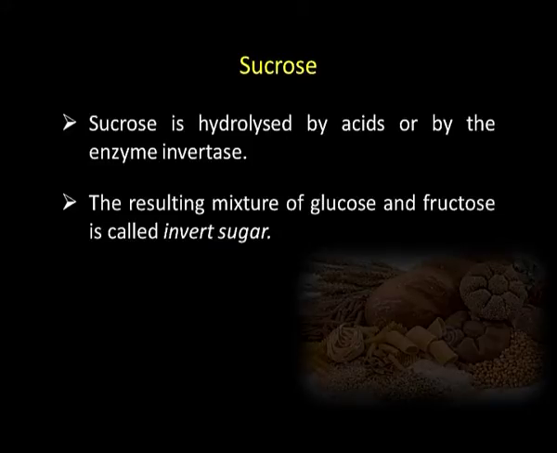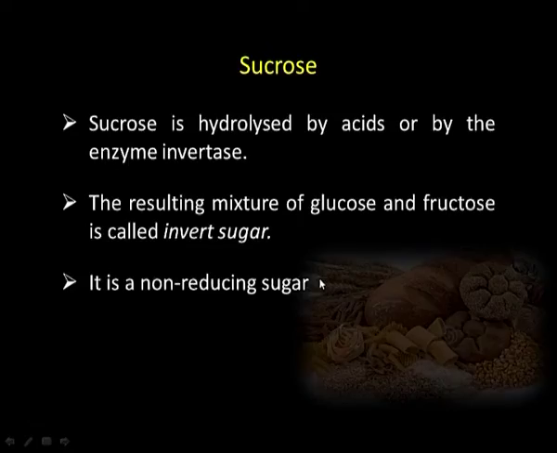Now why do we call it invert sugar? Actually sucrose itself is a dextrorotatory molecule. When it is hydrolyzed, it gives an equimolar mixture of glucose and fructose. Out of these, glucose is dextrorotatory, whereas fructose is levorotatory. The value for the optical rotation for glucose is plus 52.7 and that for fructose is minus 119. Now what happens when we get the equimolar mixture? The net resultant is some negative value.